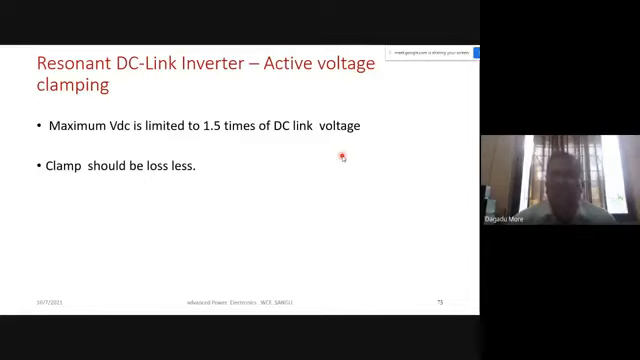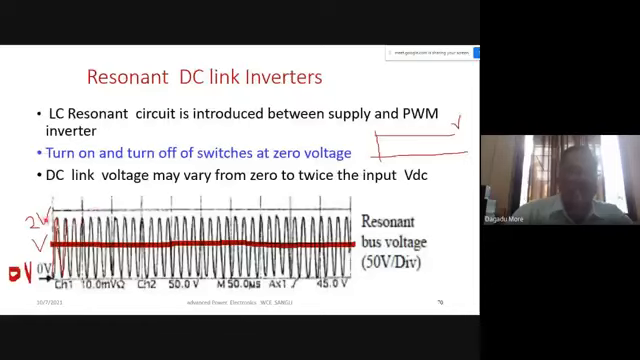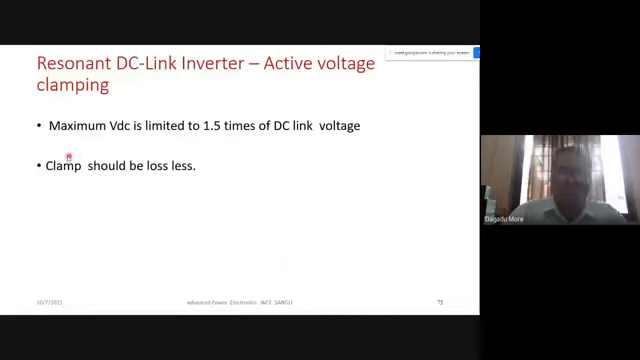And for that, we are providing active voltage clamping to the DC link. Normal practice is that this voltage may be 1.5 times the voltage, not two times. Whatever waveform we have shown here is two times, but we have to limit it to 1.5 times, so that the voltage rating of the switch can be reduced, and our clamp should be lossless.